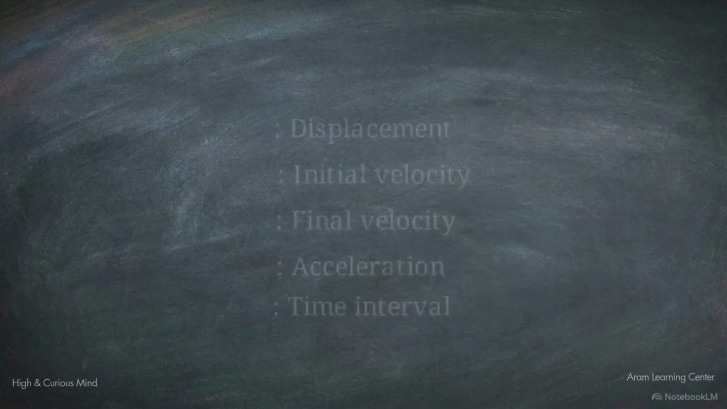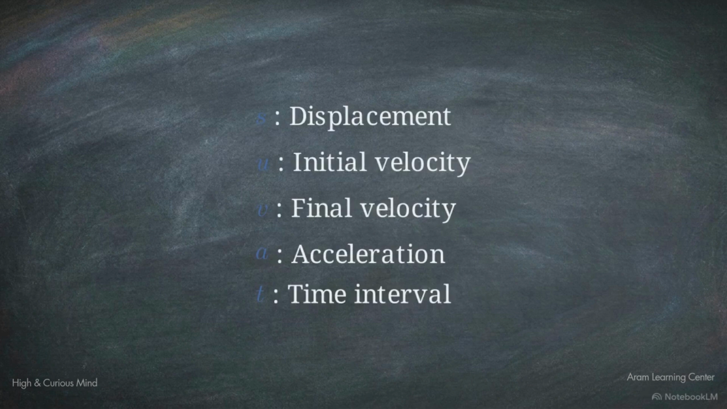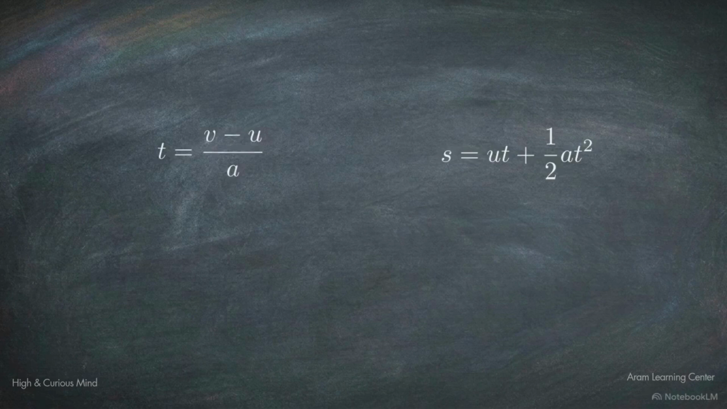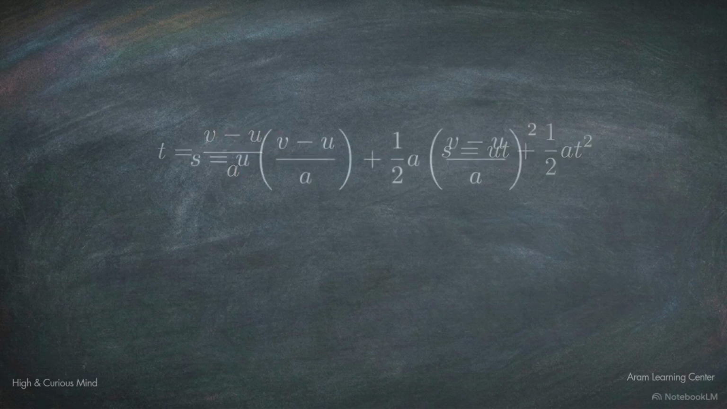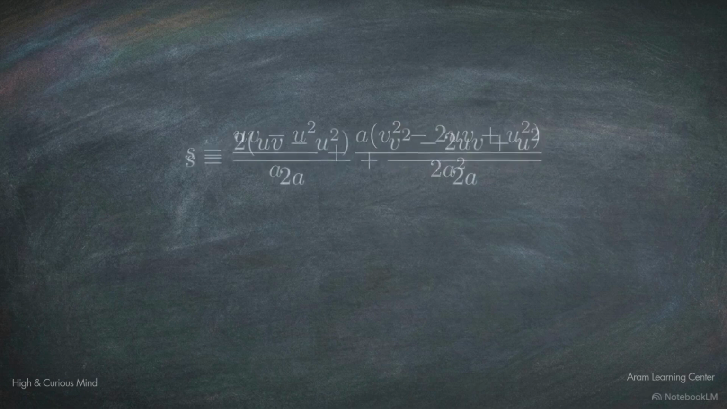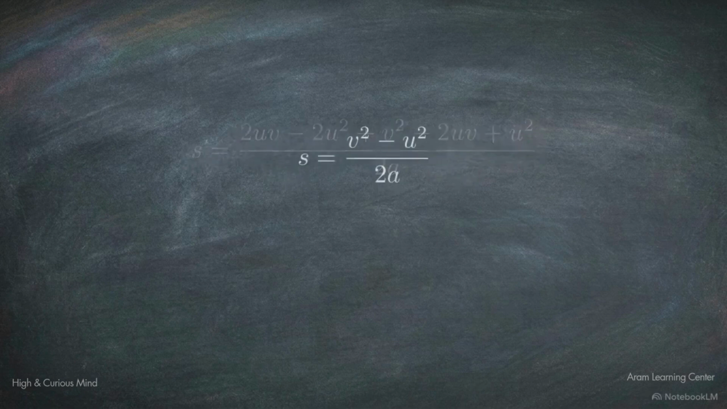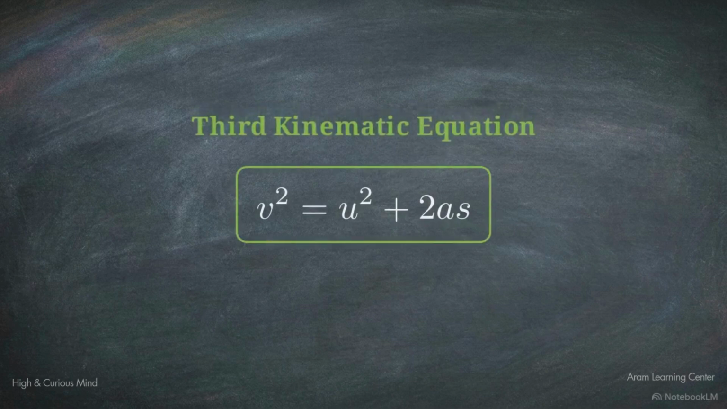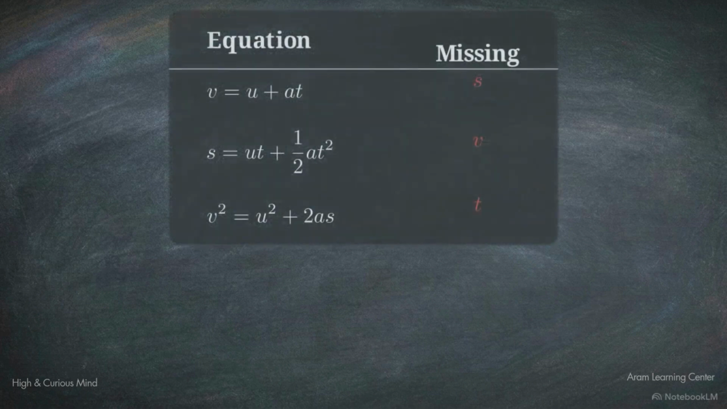But what happens when an exam question leaves out the time entirely? We need a way to solve for motion without relying on the t variable. To build an equation without time, we go back to our first formula, rearrange it to solve for t, and plug that result directly into the t slots of our second formula. After expanding the terms and cleaning up the algebra, the formula simplifies into our third kinematic equation, completely free of the time variable. You now have a complete set of tools.